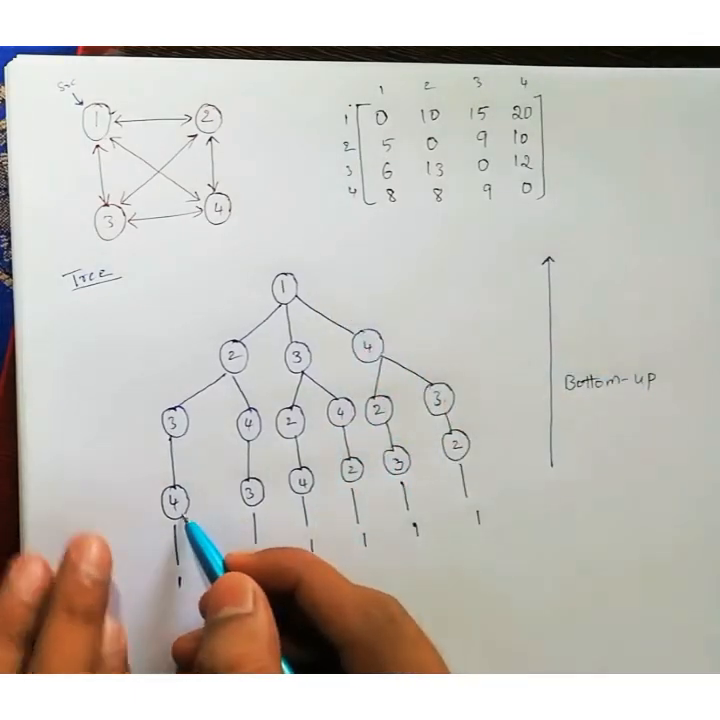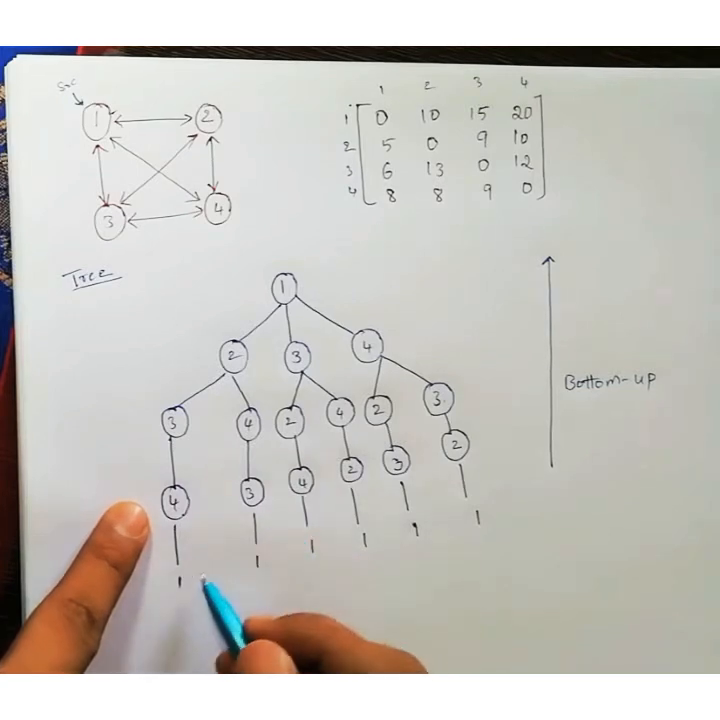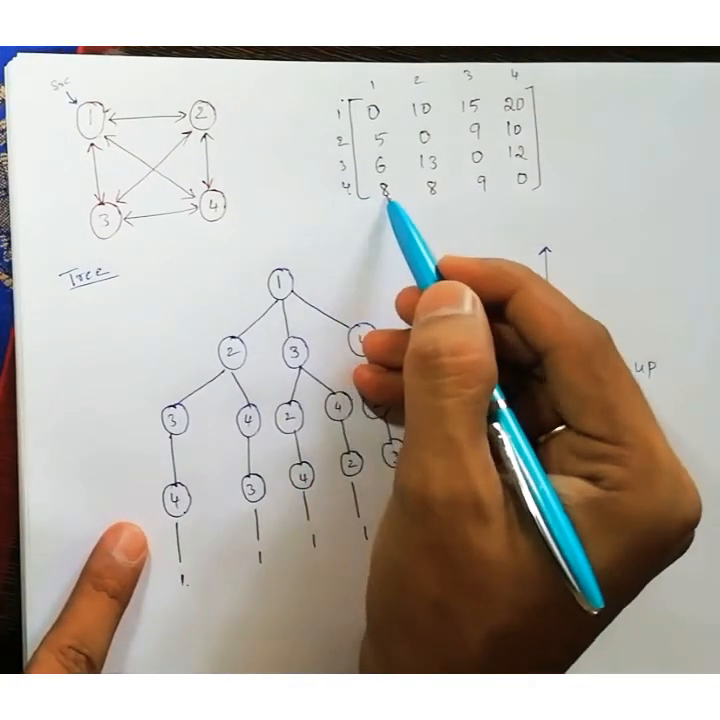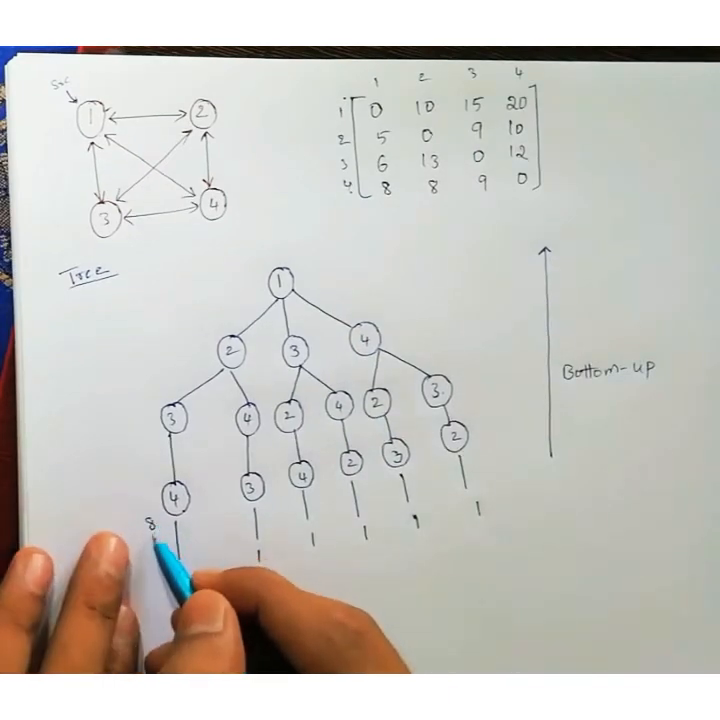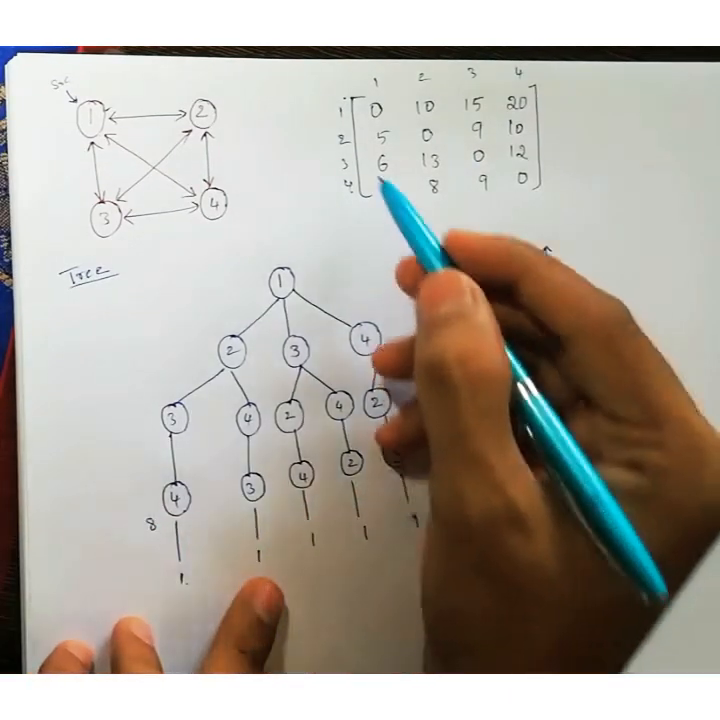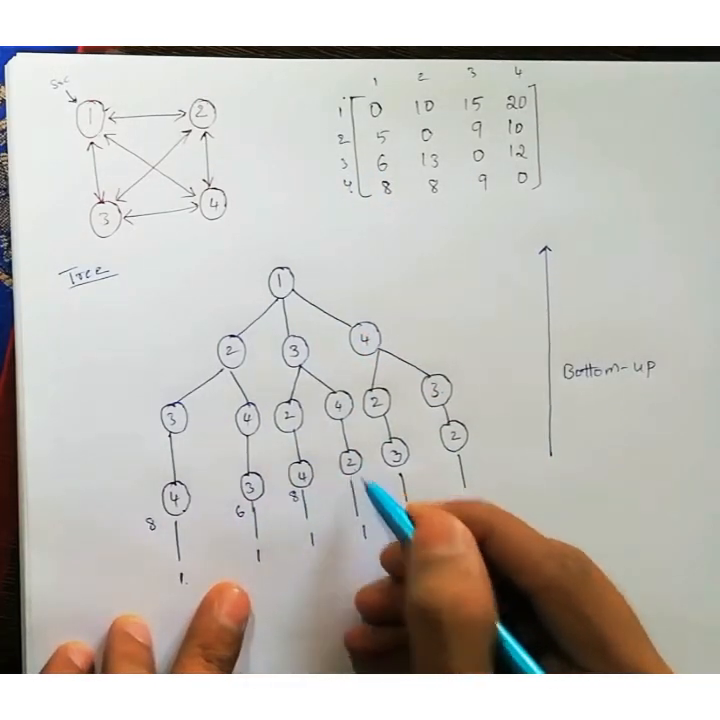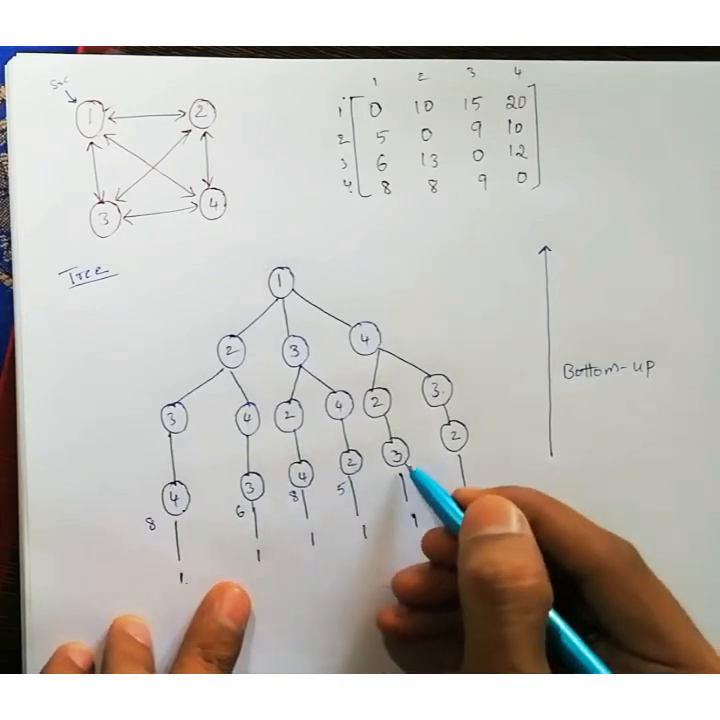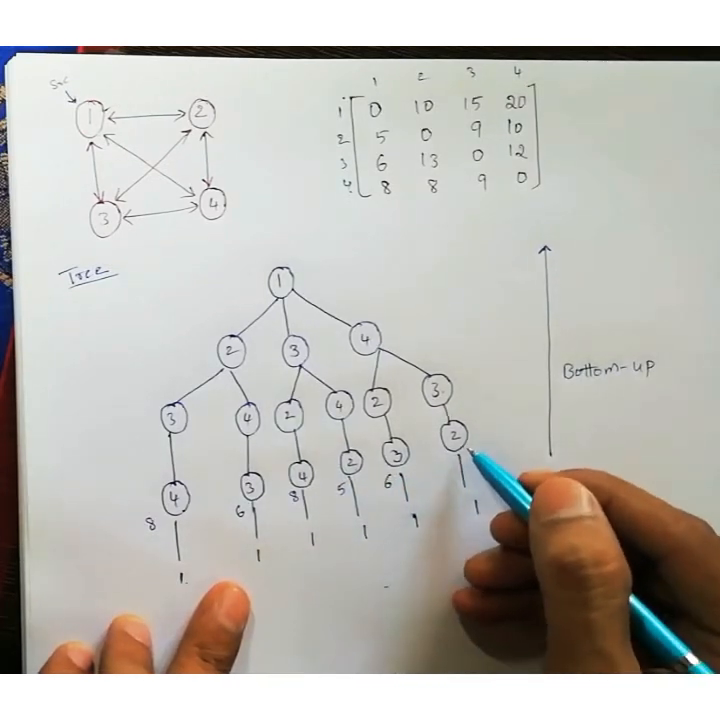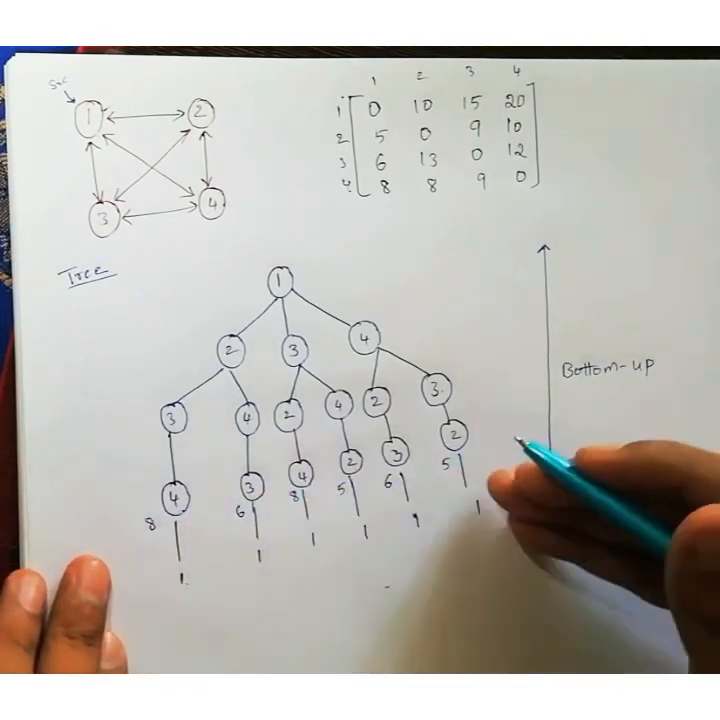So from city 4, where will you go? Nowhere, you will go to the initial city. What is the initial city? 1. So from 4 to 1, what is the cost? From 4 to 1, 8. Next, what is the cost from 3 to 1? That is distance from 3 to 1, 6. Distance from 2 to 1, that is 5. Next, the lower level is finished.